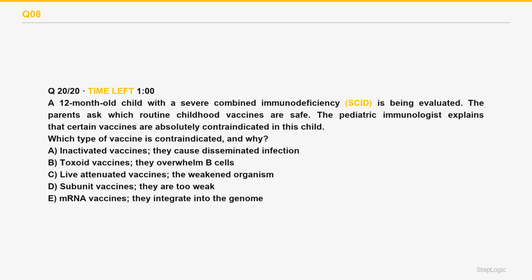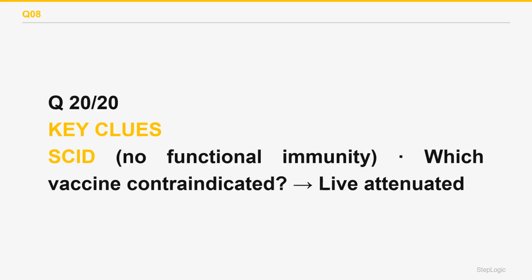SCID patient. Live attenuated vaccines are contraindicated because the organism can disseminate without functional immunity. Live attenuated vaccines are absolutely contraindicated in patients with severe immunodeficiency such as SCID. A live attenuated vaccine contains a weakened but still replicating organism. In a healthy person, the immune system controls its replication while developing a strong, durable response. But in a patient with no functional T cell or B cell immunity, there is nothing to contain the organism. It can replicate unchecked and cause disseminated, potentially fatal infection from the vaccine strain itself.